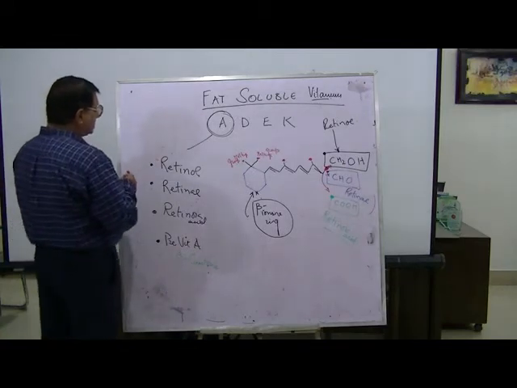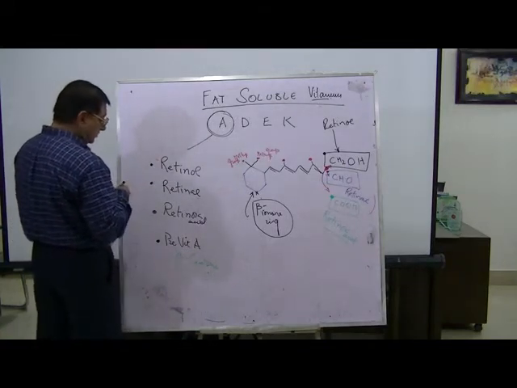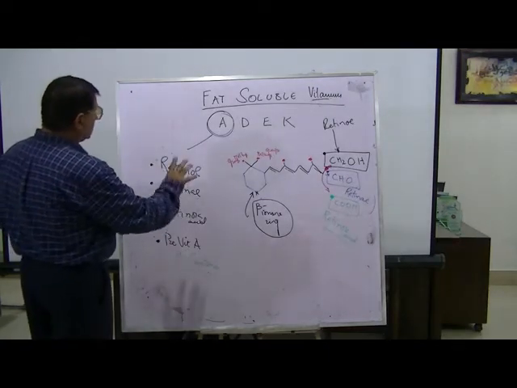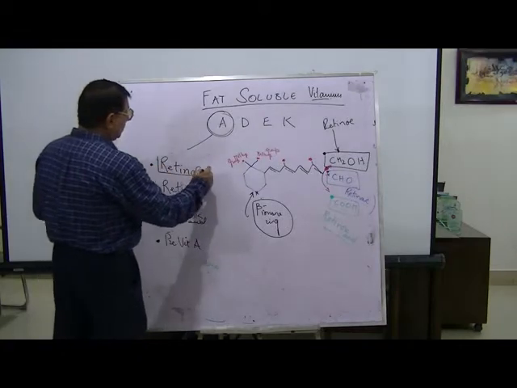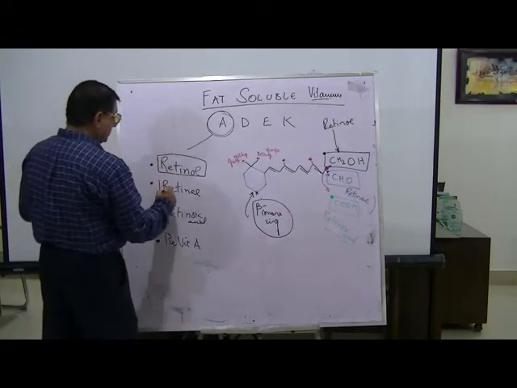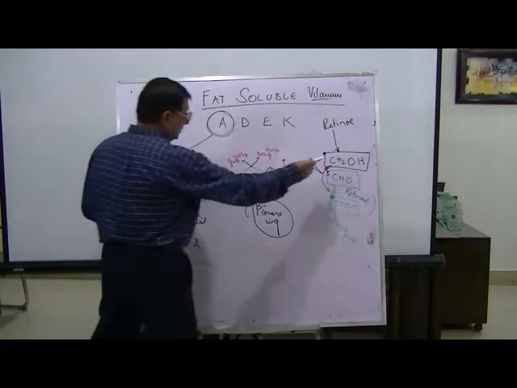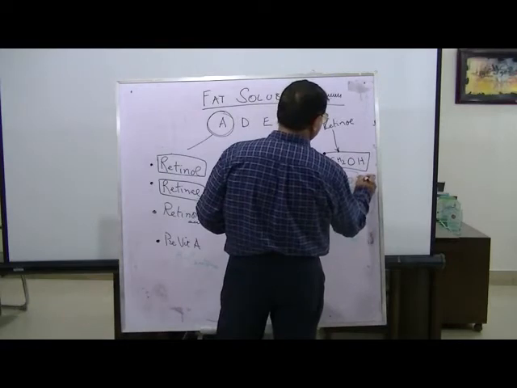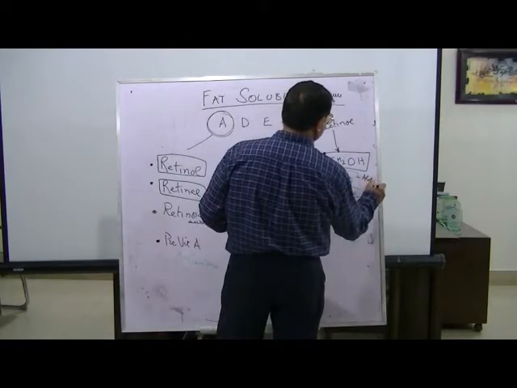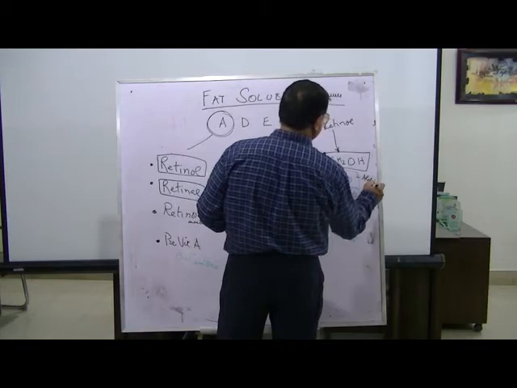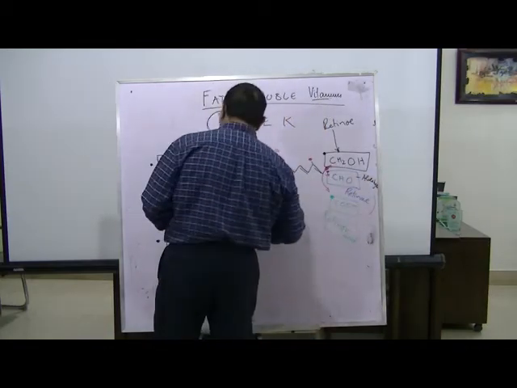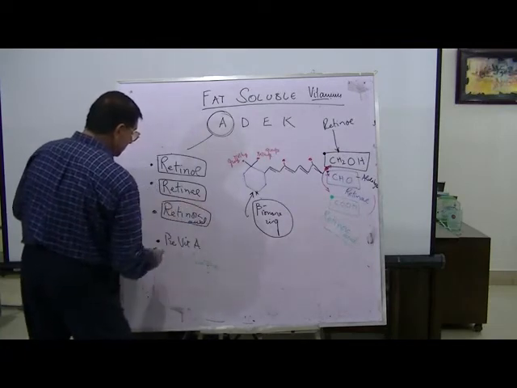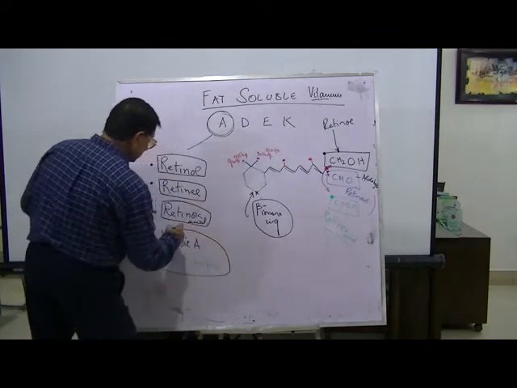They've got different roles. I've told you previously. Now, if this is retinol, and if the aldehyde group is there, this is called retinal, otherwise with the COOH group it is called retinoic acid. This one is retinoic acid, and this one is beta carotene.